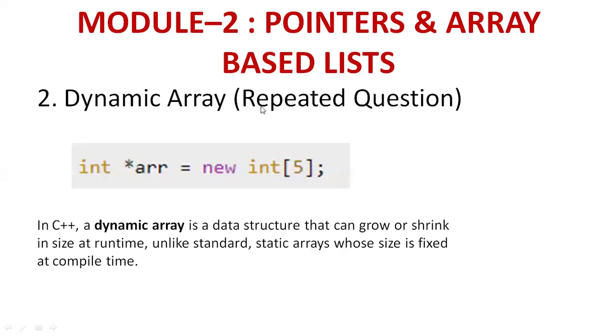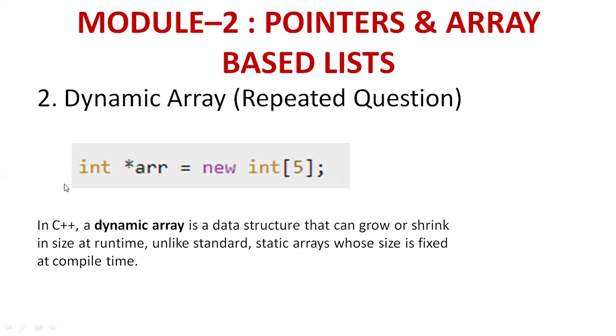So what do you mean by dynamic array? It is one of the repeated questions. A dynamic array is a data structure that can grow or shrink in size at runtime, unlike a standard static array whose size is fixed at compile time. So a dynamic array is entirely different from a static array, where a dynamic array will shrink or grow during runtime, whereas a static array remains unchanged.